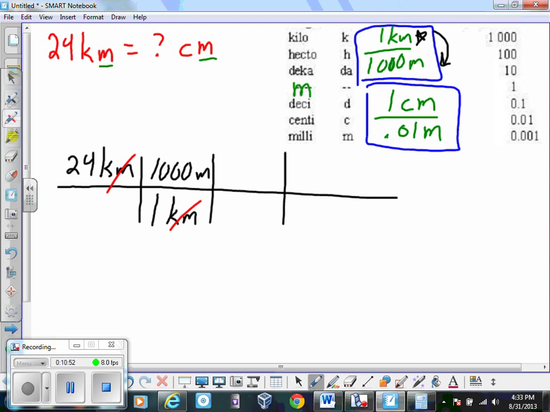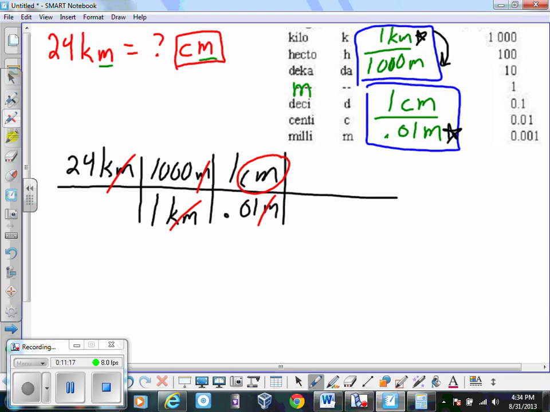Now we have meters, but we're actually going for centimeters. So we're going to have to look at this relationship here. And meters, in this case, happens to be in the correct position already. So you just leave your conversion alone. 0.01 meters is to 1 centimeter. Okay, so you just cancel out those meters. Now look, we're left with the label that we were looking for in the beginning.